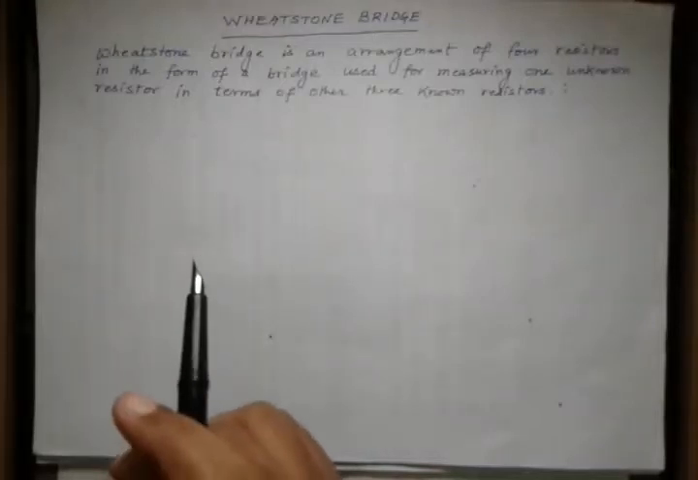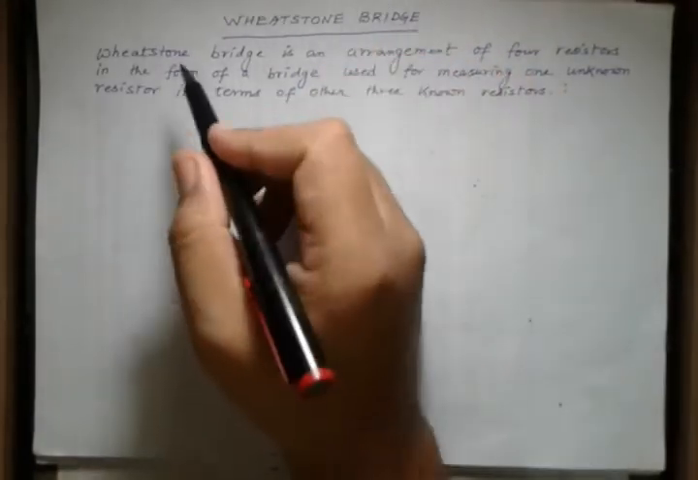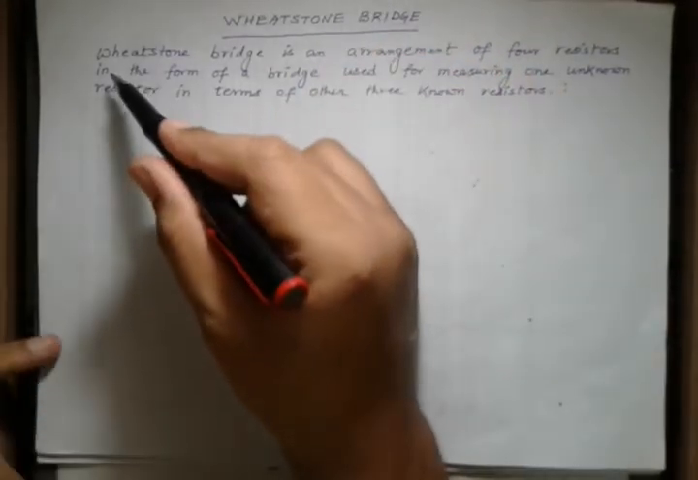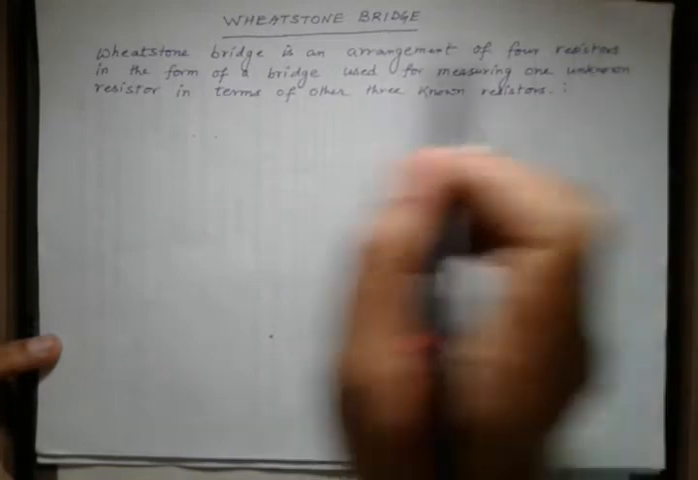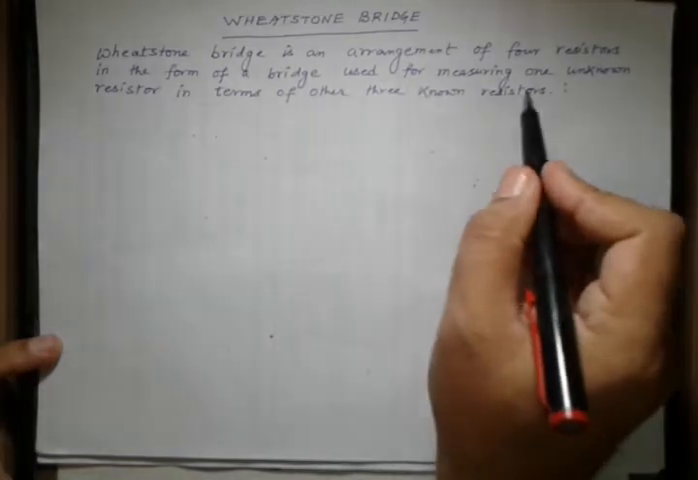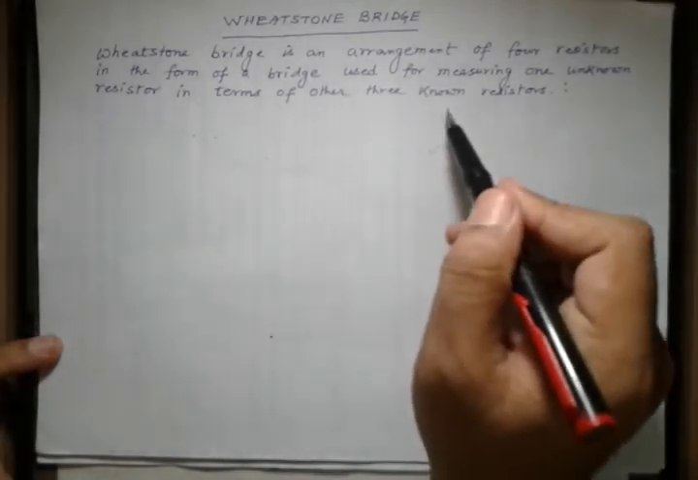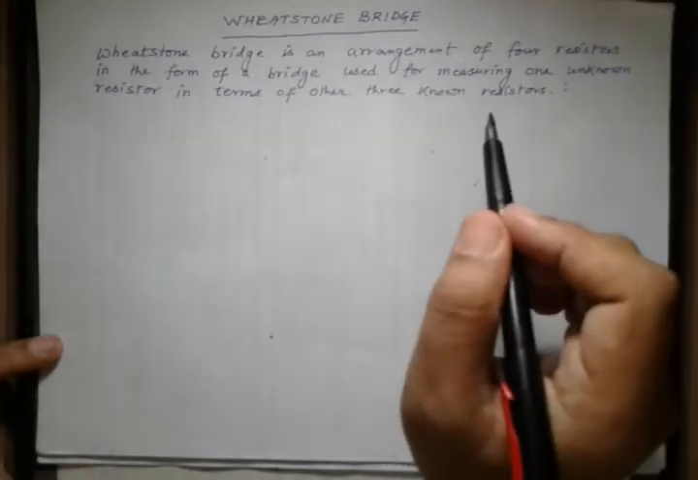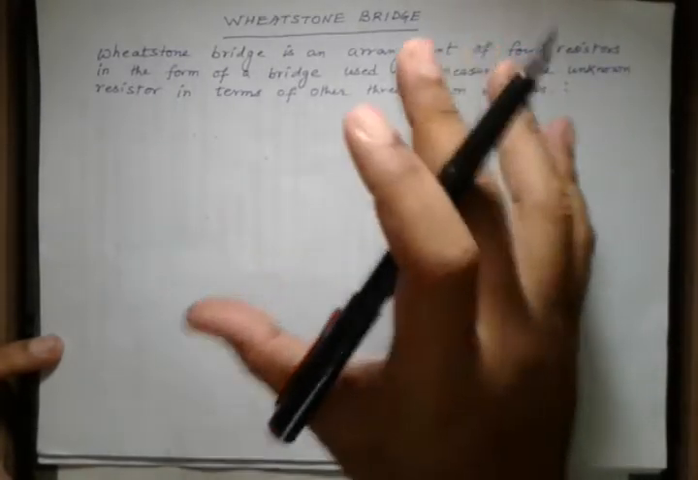So today in this video we are going to learn about the Wheatstone bridge. It is written that the Wheatstone bridge is an arrangement of 4 resistors in the form of a bridge, used for measuring one unknown resistor in terms of the other 3 known resistors. So this is known as the Wheatstone bridge. The shape of the Wheatstone bridge will be like a bridge.